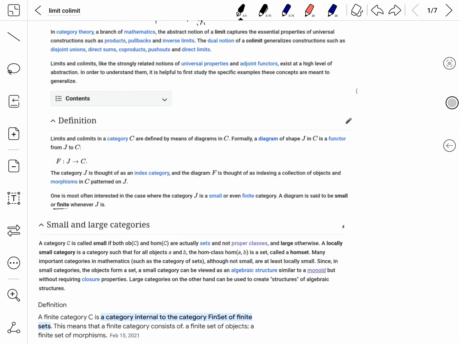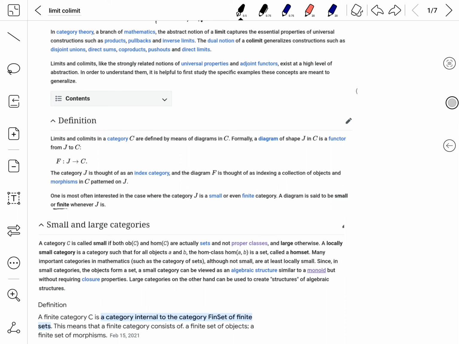Let's talk about limit and colimit. Recall their definitions. There are many examples correspondingly, and it's very easy to mix them up. So in category theory, a branch of mathematics, the abstract notion of limit captures the essential properties of universal constructions, such as products, pullbacks, inverse limits.